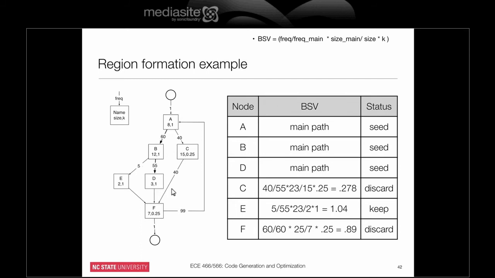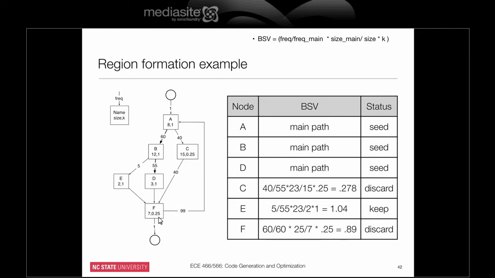And so that would be 60. So the probability of F executing is 60, and now the weight of the superblock would also be 60 because it includes both of these paths. And so it's 60 divided by 60. And the weight of F is 7, and the new weight of the hyperblock is 25, so 25 divided by 7.